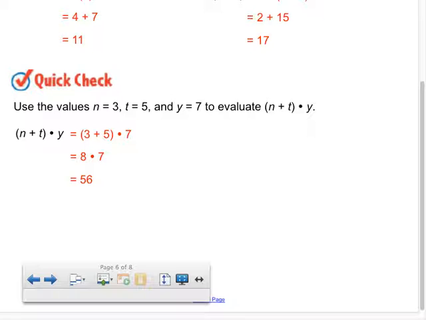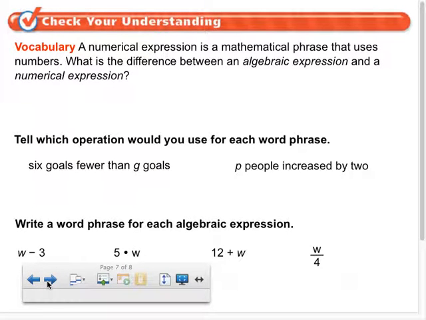So a numerical expression is a mathematical phrase that uses numbers. What is the difference between an algebraic expression and a numerical expression? Who can volunteer to give me an explanation there? Teray, go ahead. An algebraic expression uses variables and a numerical expression only uses numbers. Right, so an algebraic expression has at least one variable. A numerical expression has no variables.